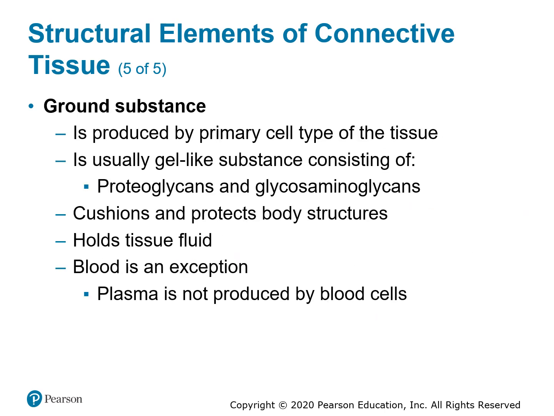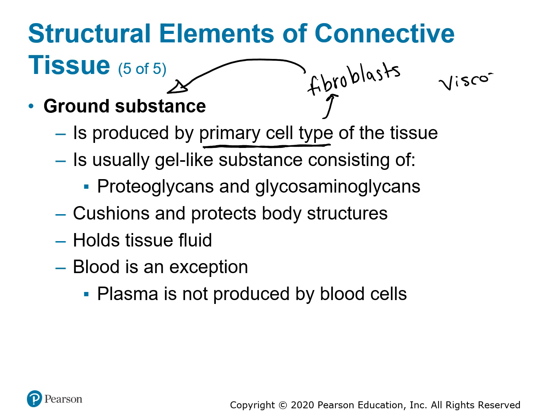So, ground substance. Ground substance is produced by the primary cell type of the tissue. So if the tissue's main cell type is fibroblasts, the fibroblasts are what are making that ground substance. Okay? It's usually pretty jelly-like. And the viscosity of the connective tissue is dependent on the thickness of that ground substance and the fibers that you find in that ground substance.